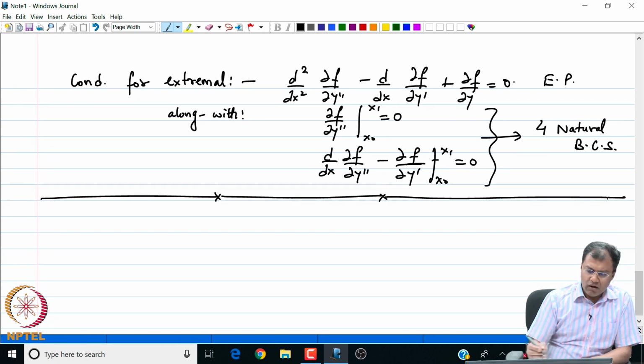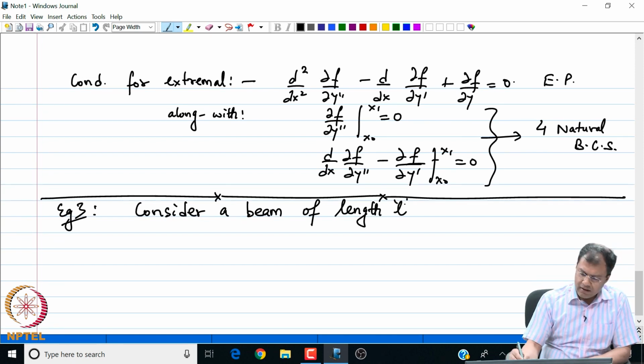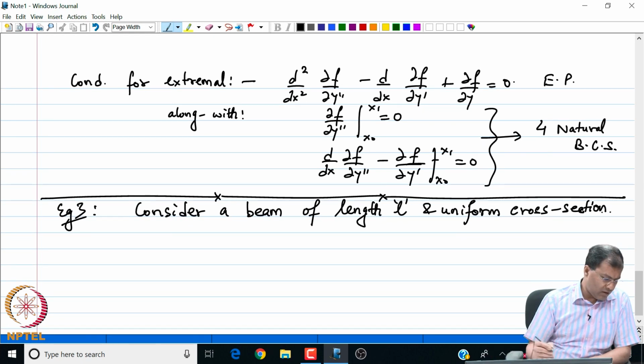which takes into account all these ideas that I have just discussed. So, the example that I have in this case is that of beam mechanics. We consider a beam or a steel rod which is flexible, and the beam is of length L and uniform cross section.